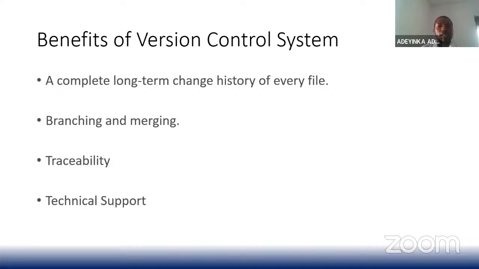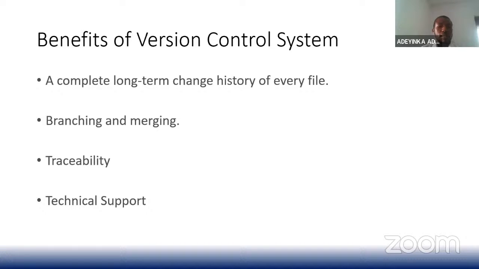Then we talk about traceability. Every time you add a new change to your software version, you are required to do a commit. There's a commit message you have to add to the new change you made. So if you do your commit very well, then your commit message speaks about what change you have actually effected. It helps other people to see what change this person has made to the software, why he had to commit, and the rest.